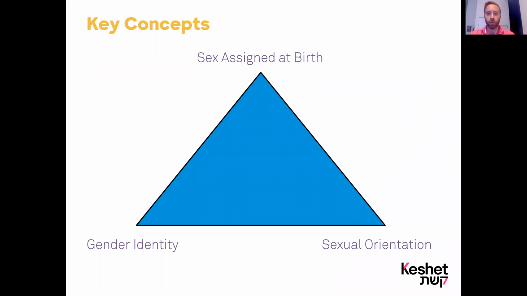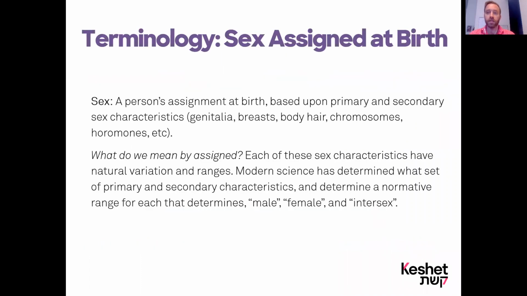So to begin, there are three main concepts that we really need to discuss that all of us have, but it's really important when talking about the LGBTQ community. Those three are sex assigned at birth, sexual orientation, and gender identity. So let's start with sex assigned at birth. You might be thinking biological sex, and you might be unsure what I mean by assigned at birth. So let me explain a little bit more about what we mean.